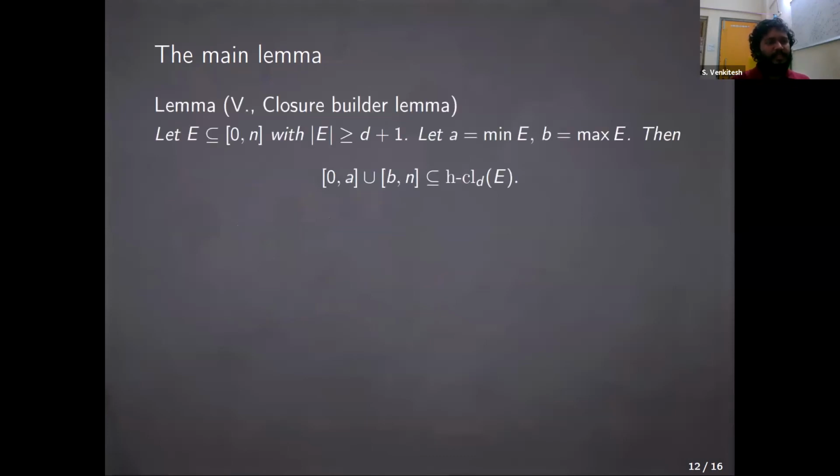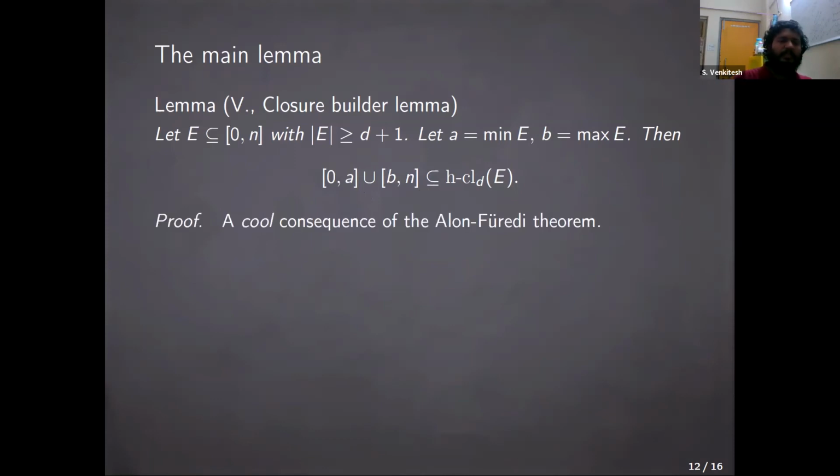I start with something called a closure builder lemma. We are going to progressively build the closure and see that it has this structure. If you start with a symmetric subset E which has size at least D plus 1, and let's say A is the minimum of E and B is the maximum of E, then the builder lemma says that everything less than the minimum and everything greater than the maximum must be in the closure. Here itself we have a first evidence towards the structure of the closure: an initial segment and a final segment get into the closure.